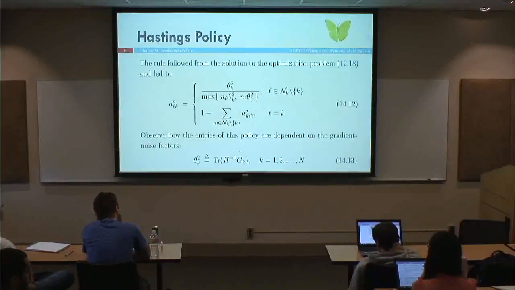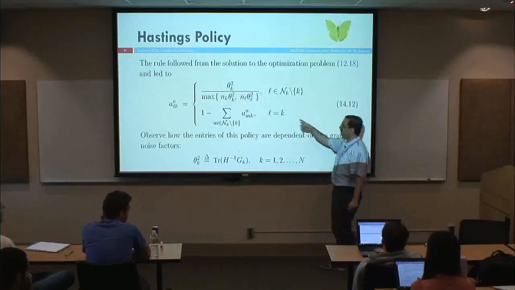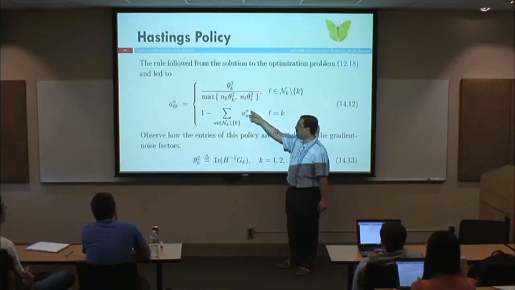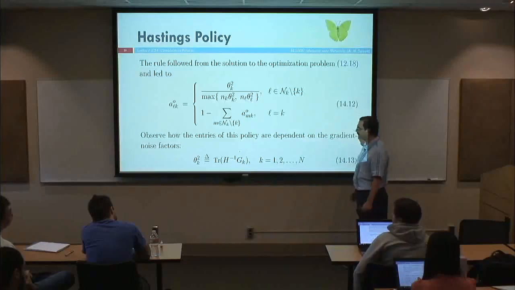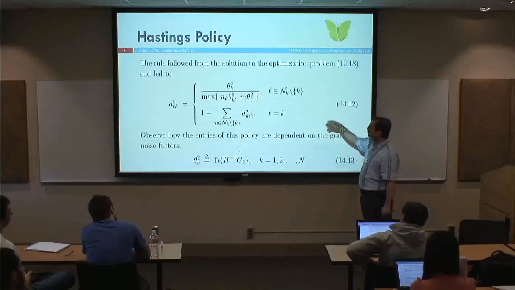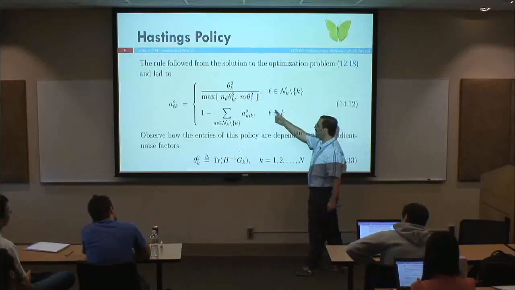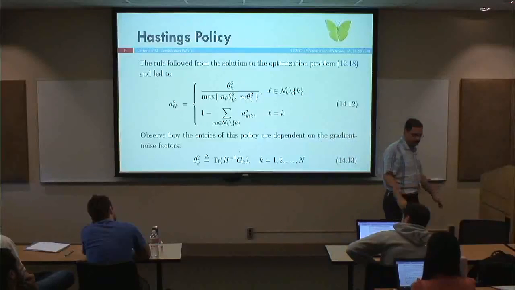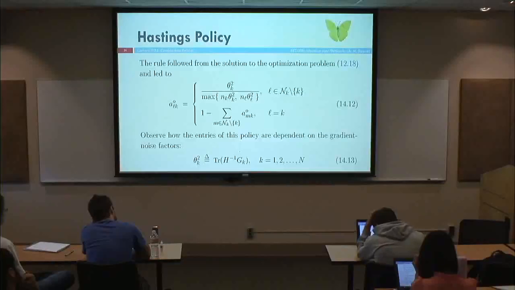And the solution was given by this expression. It depends on the thetas. Again, this is distributed because you only need the thetas of your neighbor. Fine so far? So this is the Hastings rule. We already saw it. It is noise aware because it depends on quantities that depend on the noise. So how do I estimate the thetas? This is one thing I'm going to answer later.